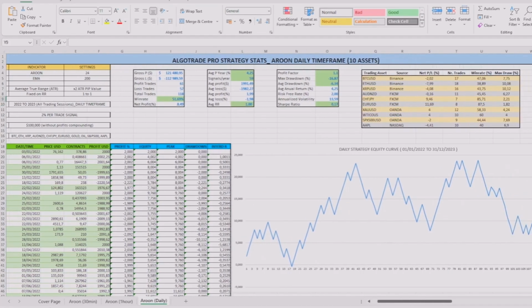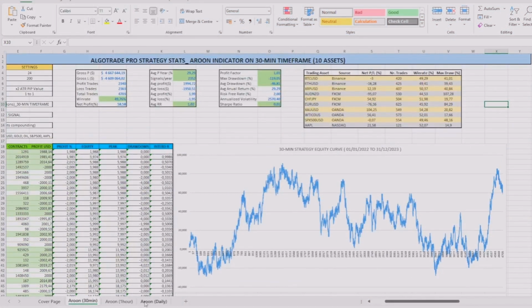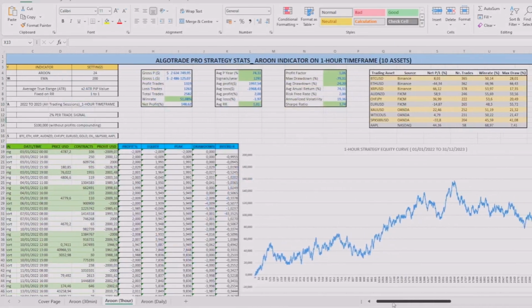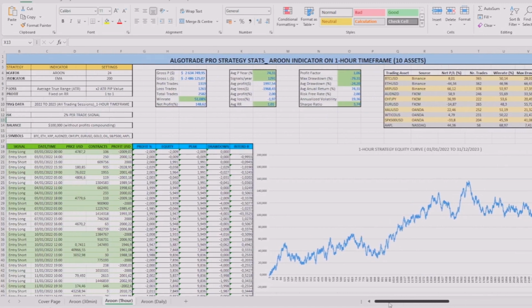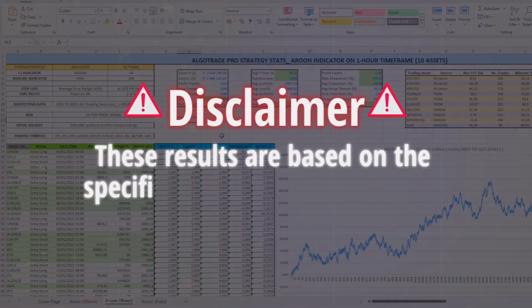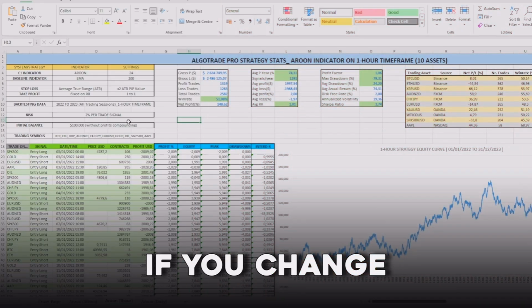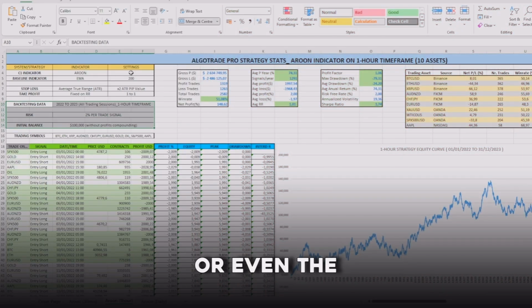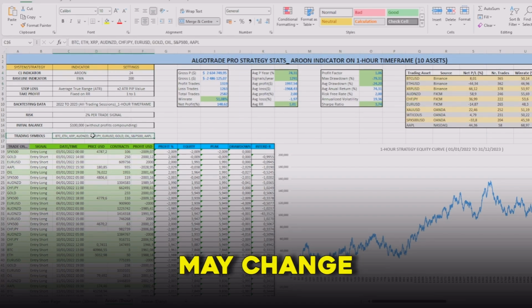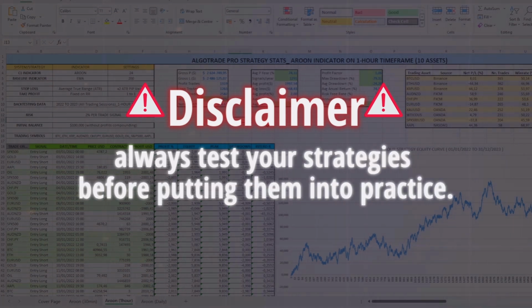Overall, based on this comprehensive analysis across multiple time frames and assets, it is clear that the Aroon indicator is not a bad indicator, but even so, it needs to be used in a full system to increase your chances of success. Of course, keep in mind that these results are based on the specific conditions and settings I used for this test. If you change the conditions, settings or even the assets, your results may change. So always test your strategies before putting them into practice.